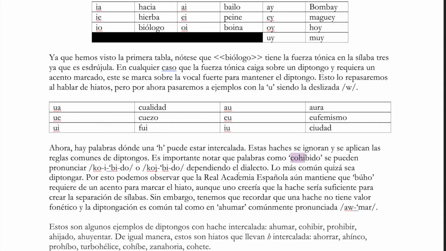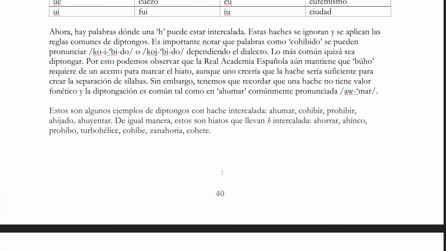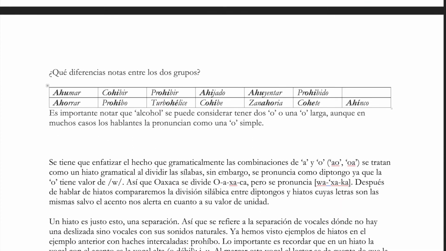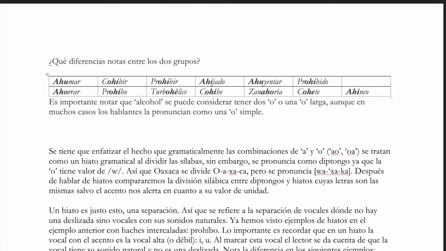We're just going to ignore the H for the most part because H's are silent. They really have no phonetic purpose. Their purpose in Spanish is historic. That's it. There's no phonetic reason for H's. So if we look at some of these examples, we have ahumar, right? This au will sound ow.